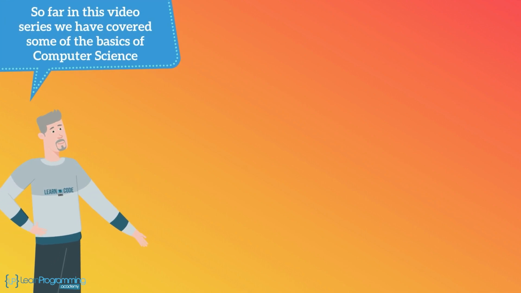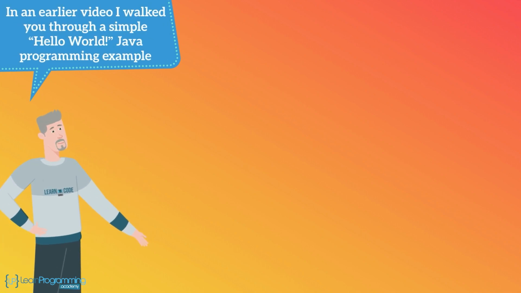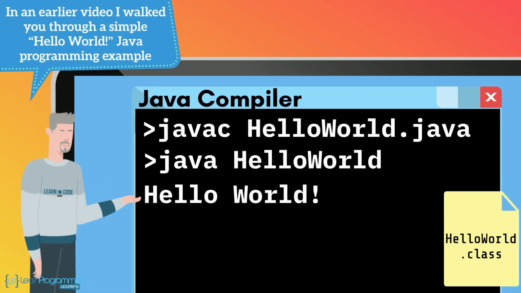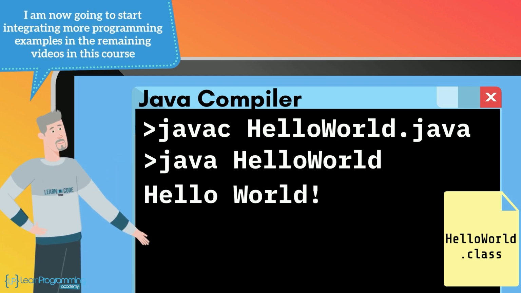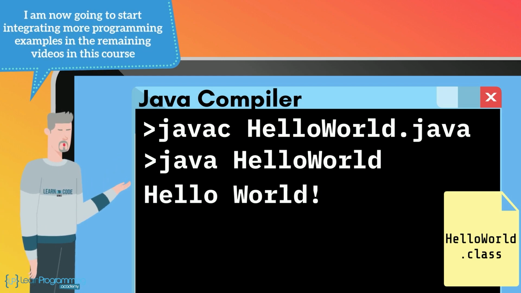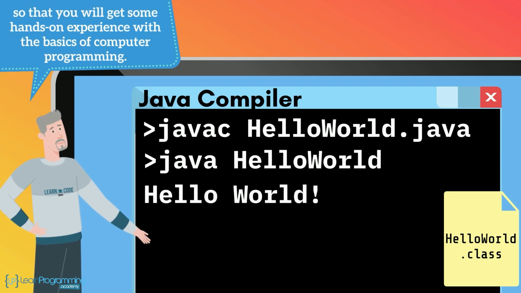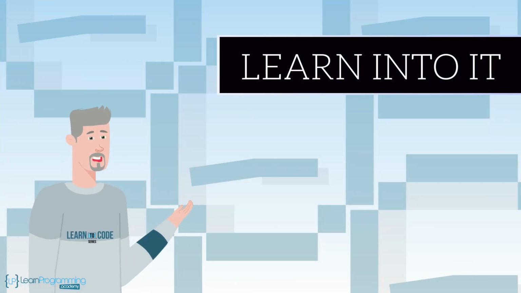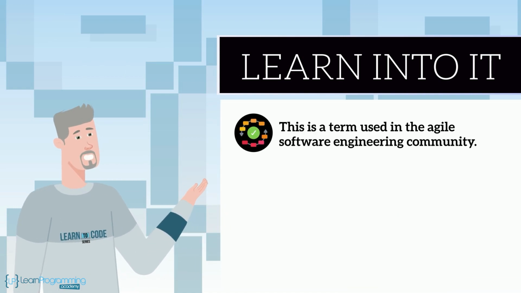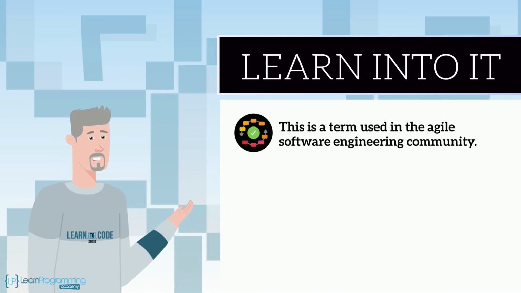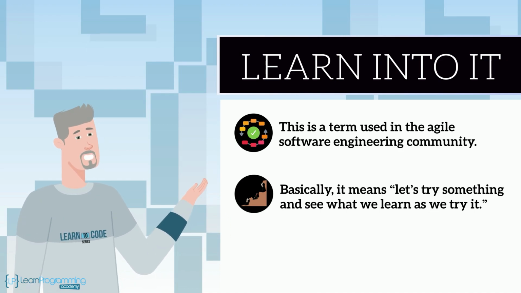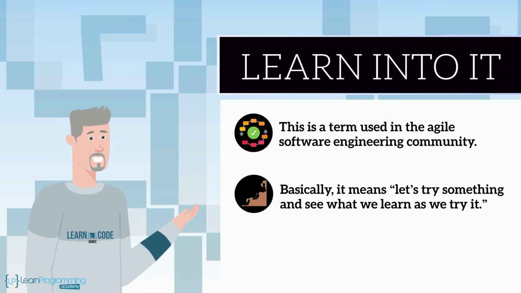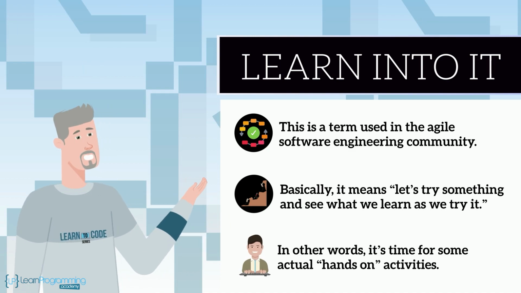So far in this video series, we've covered some of the basics of computer science, and in an earlier video, I walked you through a simple Hello World Java programming example. I'm now going to start integrating more programming examples in the remaining videos in this course so that you'll get some hands-on experience with the basics of computer programming. Now is the time to learn into it. You heard me correctly, learn into it. Now this is a term used in the agile software engineering community. Basically, it means let's try something and see what we learn as we try it. In other words, it's time for some actual hands-on activities.